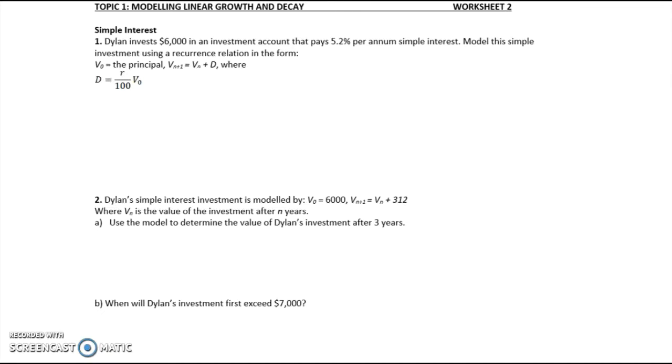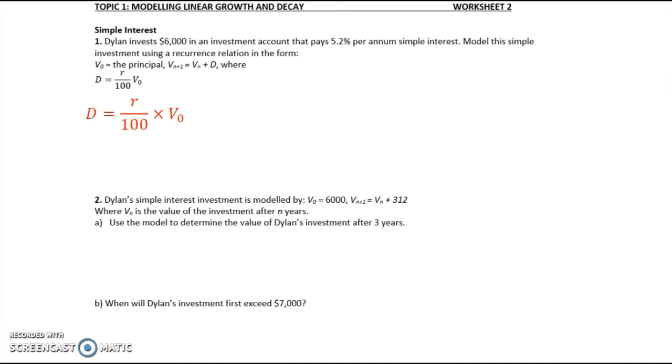Okay, so we've got our initial value is the principal value, how much money Dylan is investing, and then the next terms after that, Vn+1 equals Vn + D, where in this case, D, which is the common difference, equals R divided by 100 multiplied by the initial value. Now that R represents the interest rate of 5.2%. Your question is, how do we work this out?